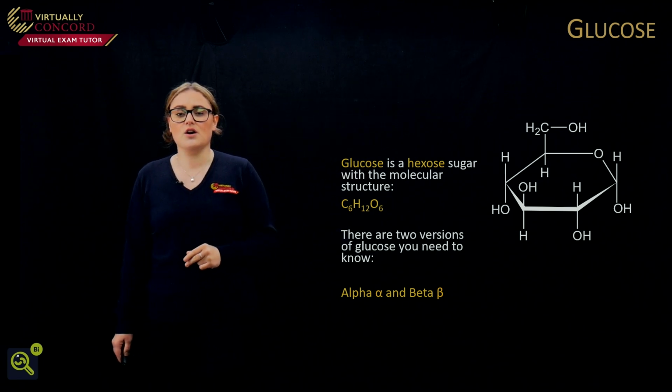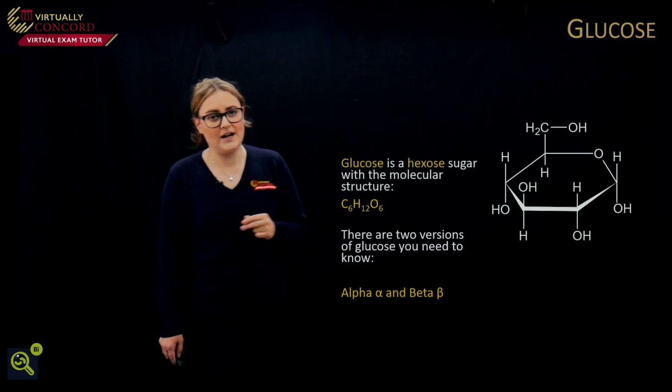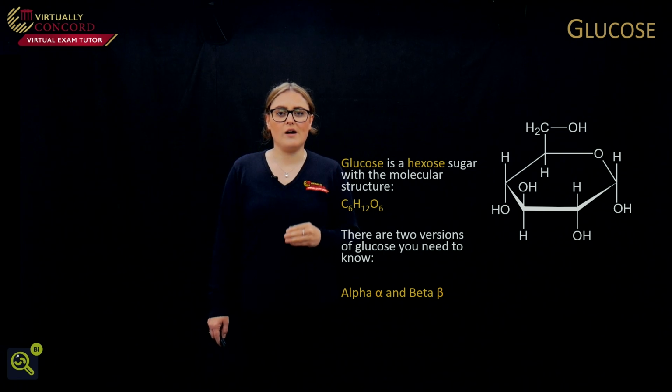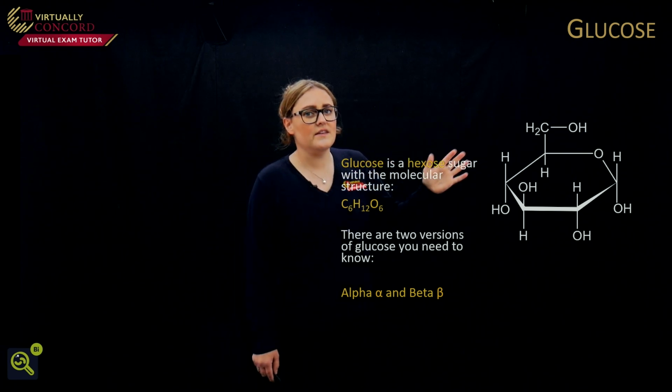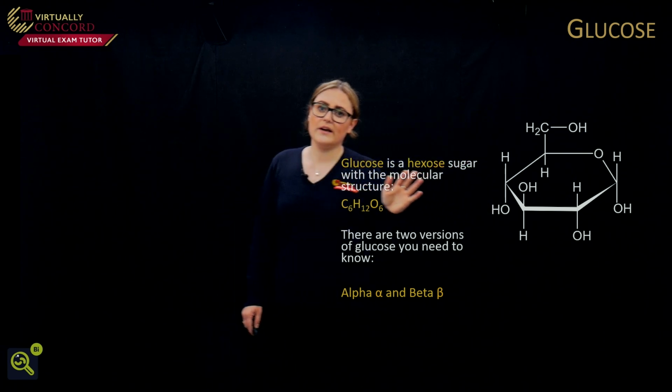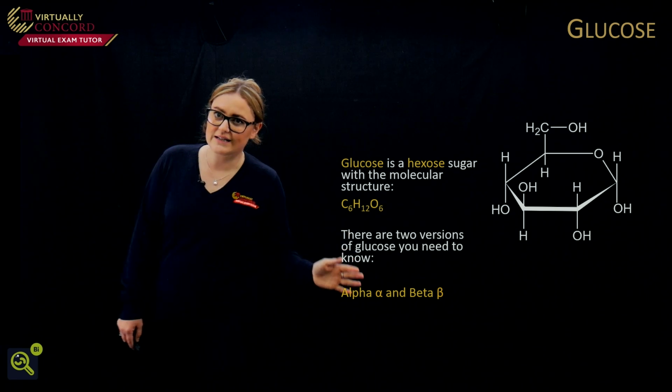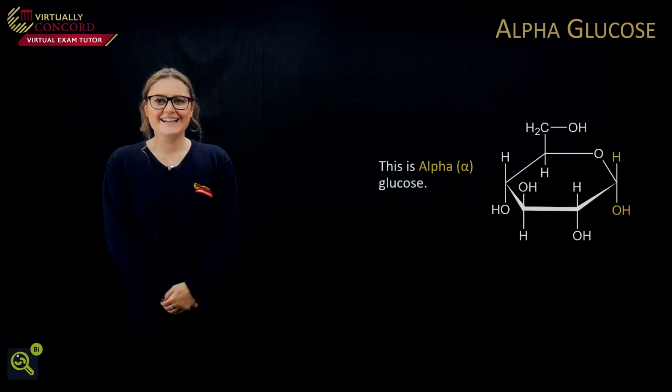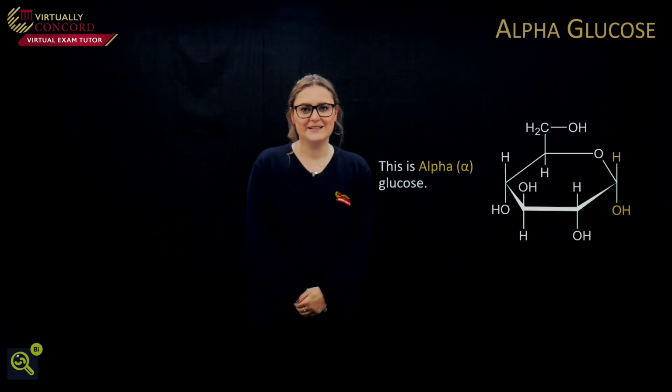So glucose is a hexose sugar with the molecular structure again, C6H12O6, and there are two versions that you need to be able to know, alpha and beta glucose. Now, you do need to be able to draw out this structure. Okay, so this is one that you really do need to remember, and we're going to have a look at alpha and beta glucose in a little bit more detail.